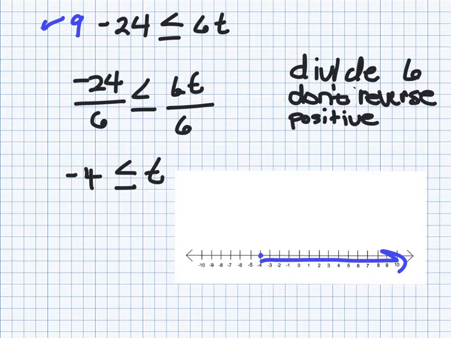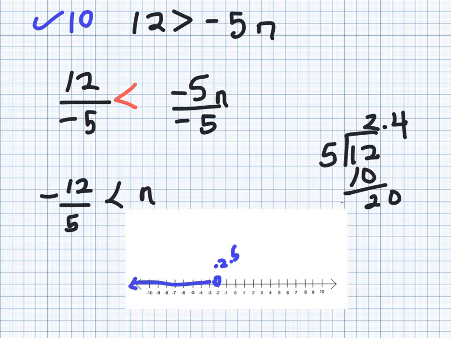Okay, checkpoint 10 is 12 is greater than negative 5n. We are going to divide by negative 5, so we will reverse our sign from greater than to less than. When we divide both sides by negative 5, we end up with negative 12 over 5 is less than n.